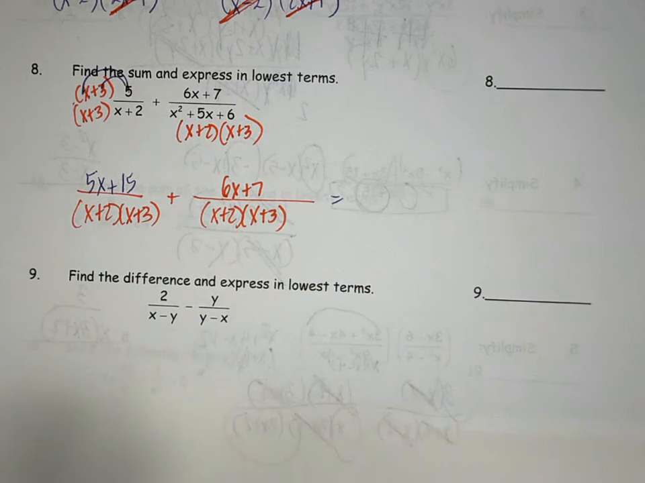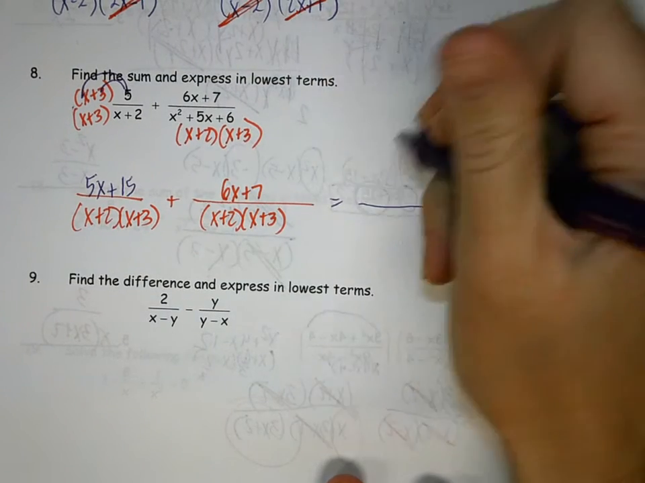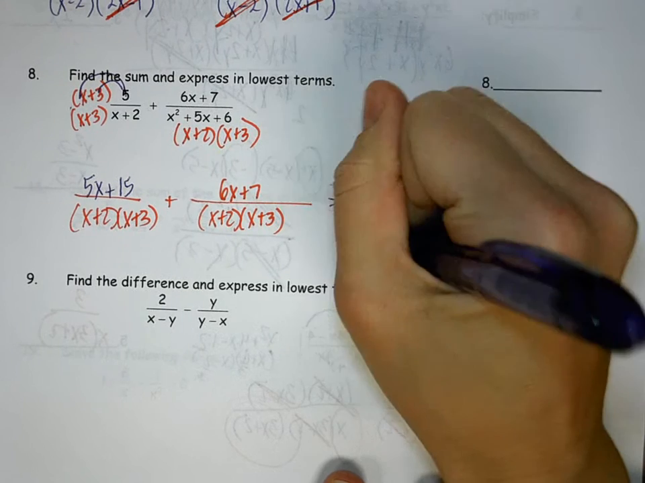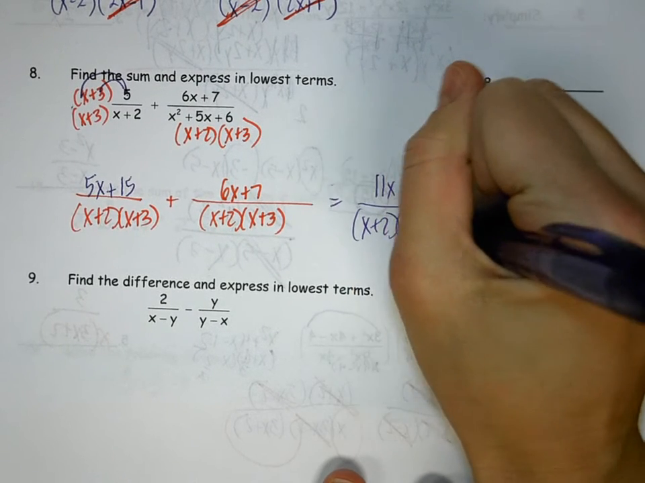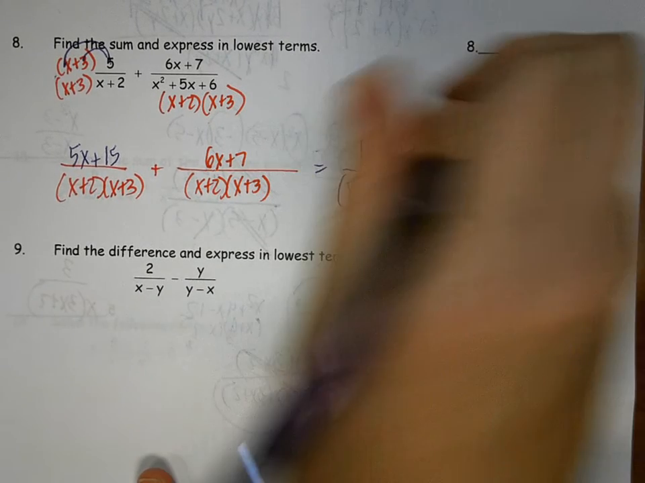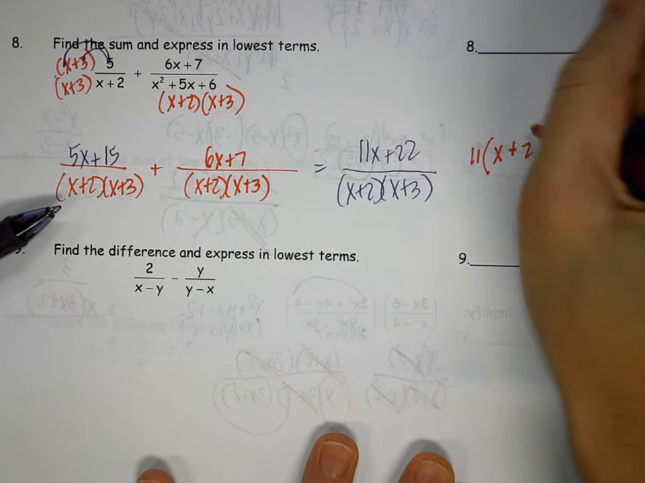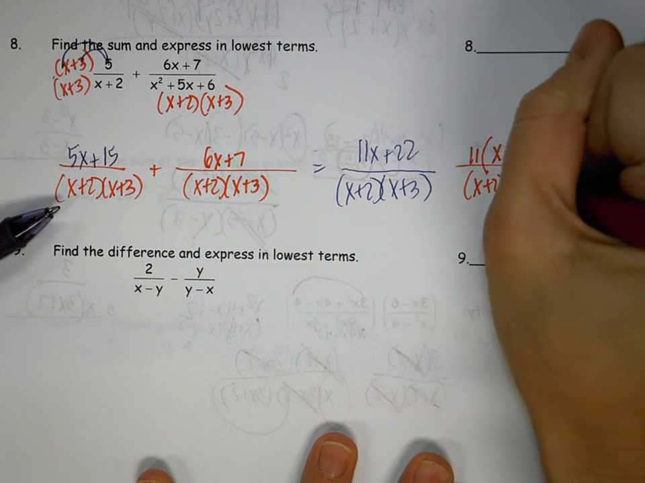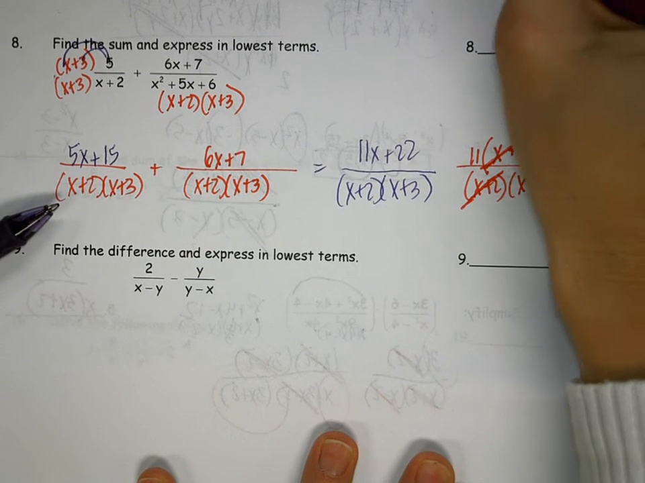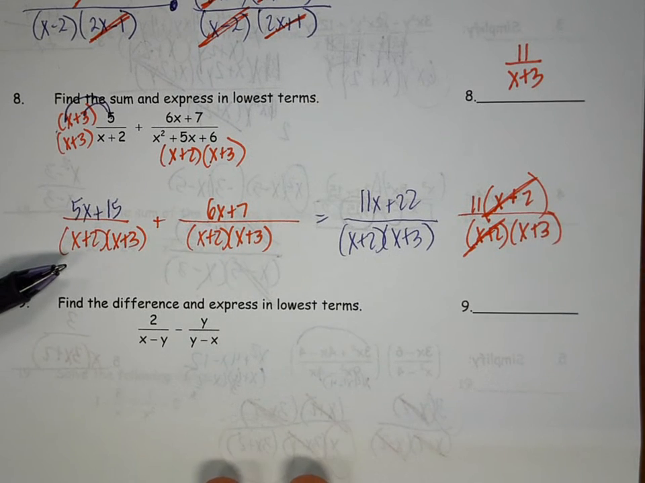Okay, now that you have common denominators, you can add. So 5x and 6x makes 11x, and 15 plus 7 is 22 over x plus 2 times x plus 3. Always check if you can factor. Can 11 go into 22? Very good. So if we take out an 11, I'm left with x plus 2, and on the bottom I have x plus 2 and x plus 3. These cancel, and we end up with 11 over x plus 3.